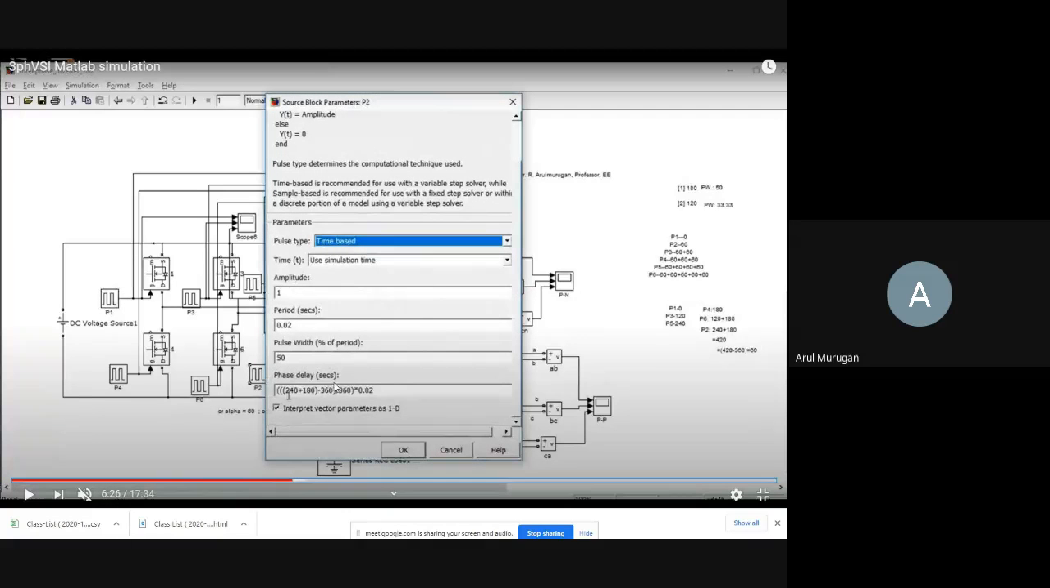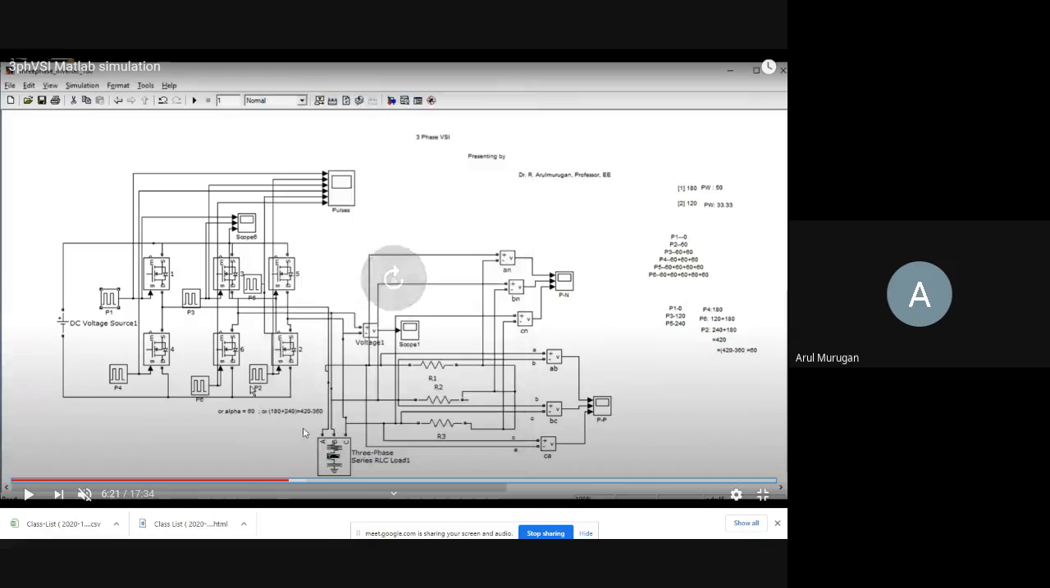So here you stop and look at it. The pulse width for the first one, what do I want to give? See, the period is 0.02. Why? 1 by 50 is equal to 0.02. The pulse width is 50. If the pulse width is 50, it means 180 degree mode. What is P1? The firing angle is 0.